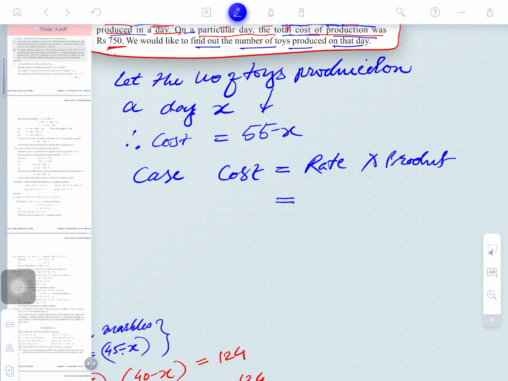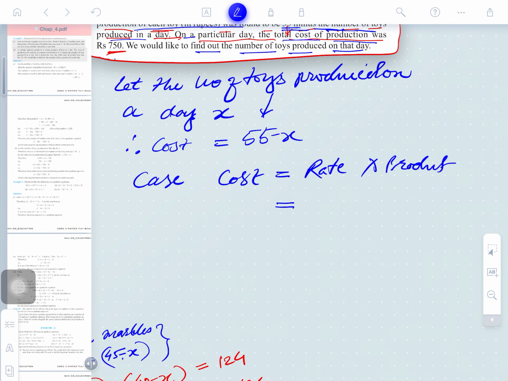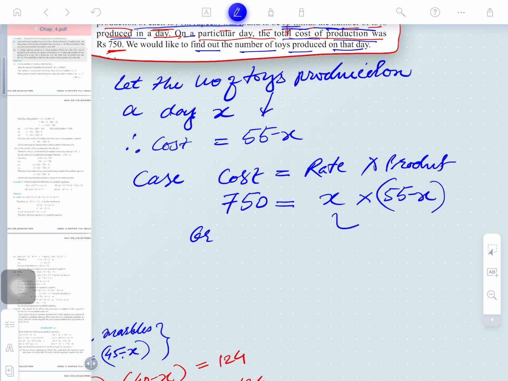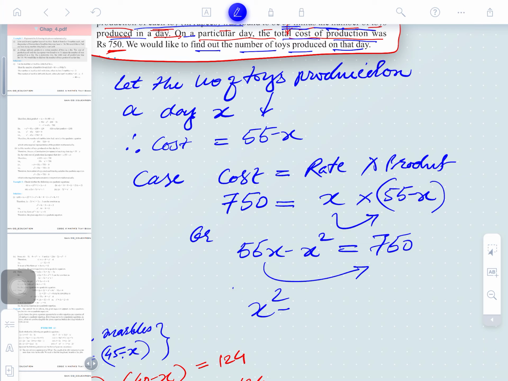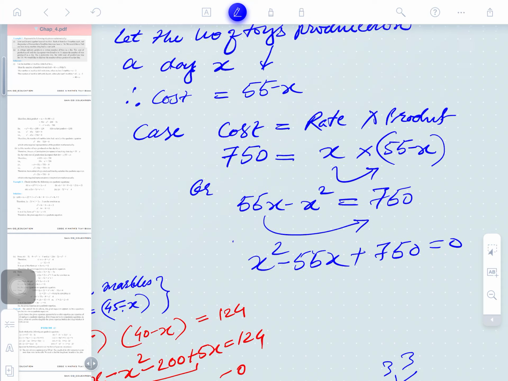So what is the rate here? Let the number of toys be x, and the rate is what here? 55 minus x. And the cost is what? 750. Yes, 750, you may see there. So multiply them. Multiplication is a mathematical operation, not a difficult task. The difficult task is 55x minus x square, and this side 750. So further, this is to be transferred to the right: x square minus 55x plus 750. We brought the quadratic equation?